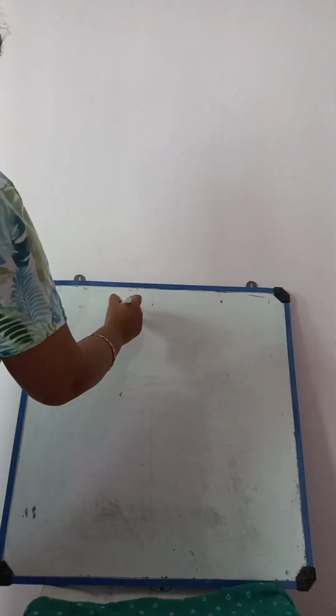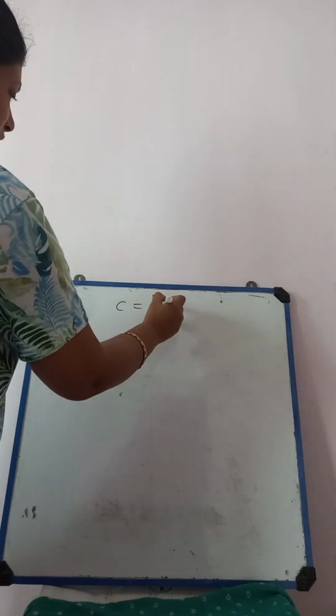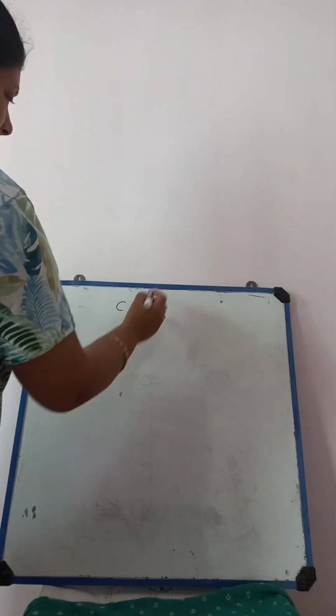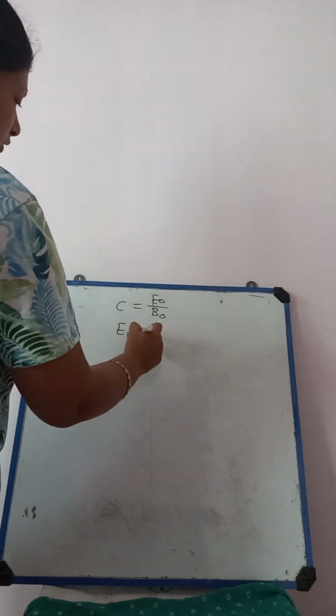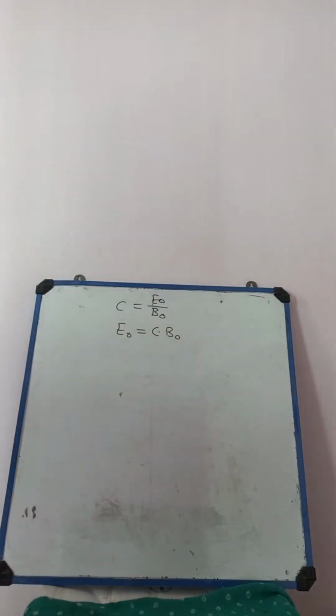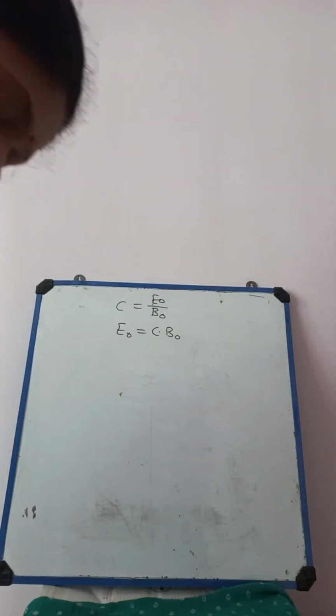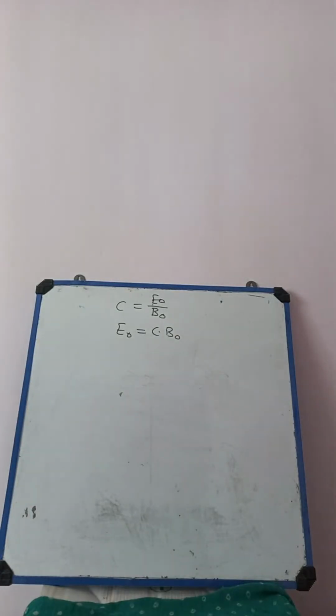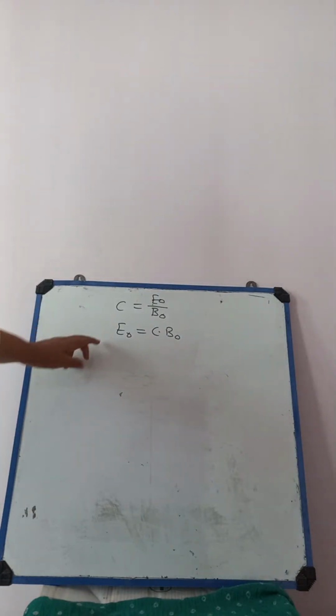So we know that C is equal to E naught by B naught, and they are asking for the electric field. E naught is equal to what? C into B naught. That's it. This is the answer. C is nothing but the velocity of light in a vacuum, and this relationship gives the amplitude of the electric field of electromagnetic waves. Okay, so write down this.